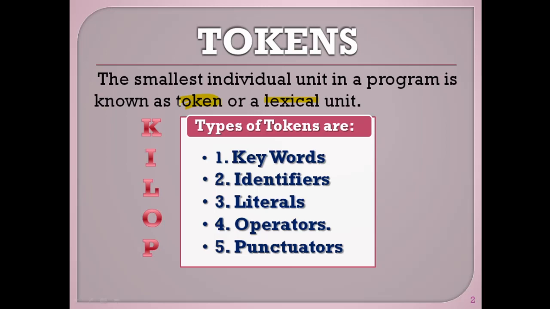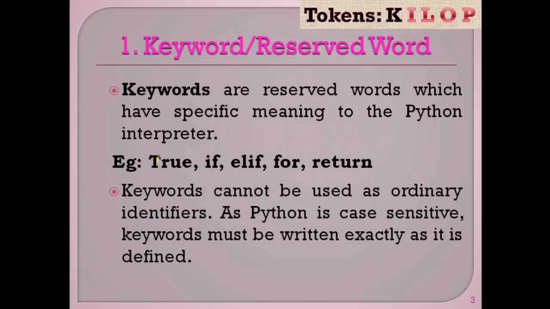Every programming language has basic 5 types of tokens. They are keywords, identifiers, literals, operators, and punctuators. In order to memorize this, we can use the short form KILOP: keywords, identifiers, literals, operators, and punctuators. These are the different tokens available in Python. We are going to discuss each of these tokens in detail.